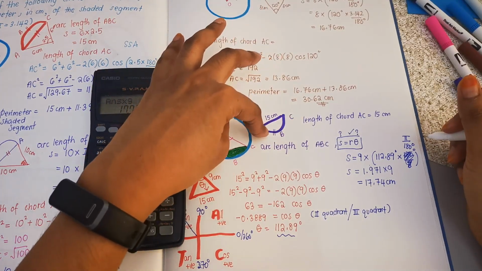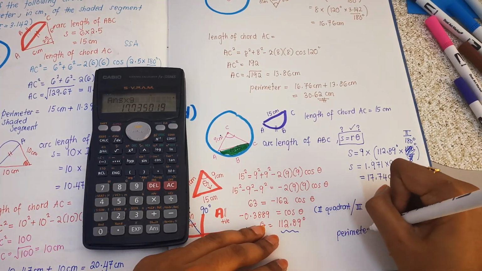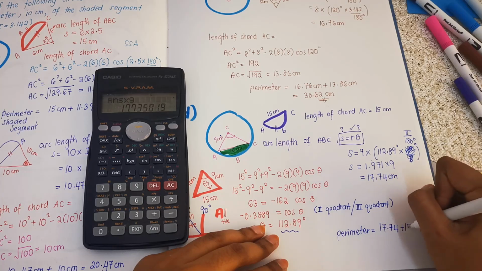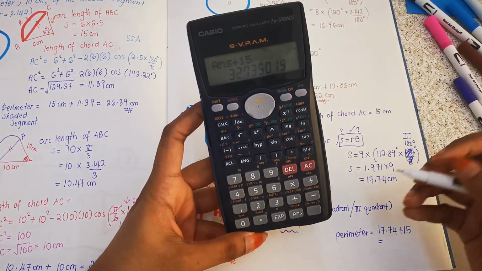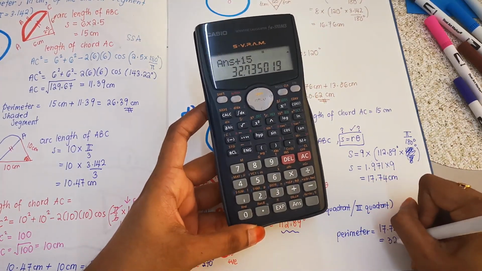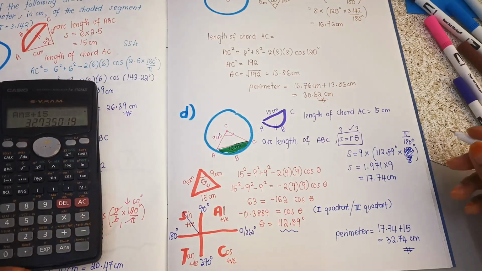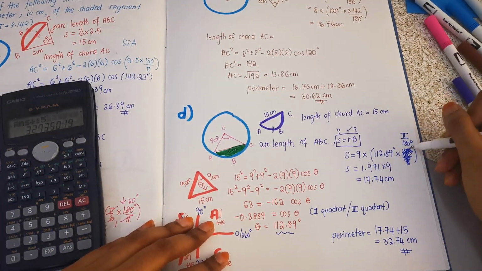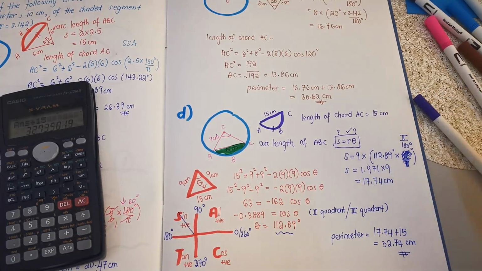This part is ready. So now we can find the perimeter. The perimeter is going to be 17.74 plus 15, so we'll get 32.74 centimeters. So this part is wrong. This one is pi over 180. That's why I got shocked when we got 6000 plus.